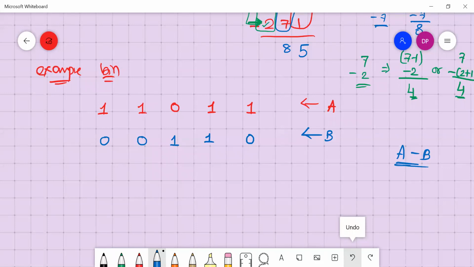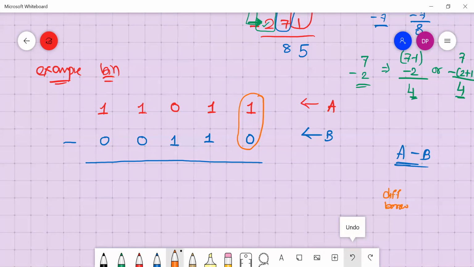Now let's see what happens here. I'm going to subtract these two numbers. Understand here carefully. First I will subtract this part: 1 minus 0. Each subtraction will produce two things. Each single bit subtraction will produce a difference and it will produce a borrow.